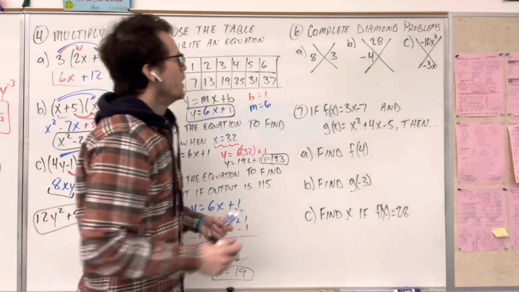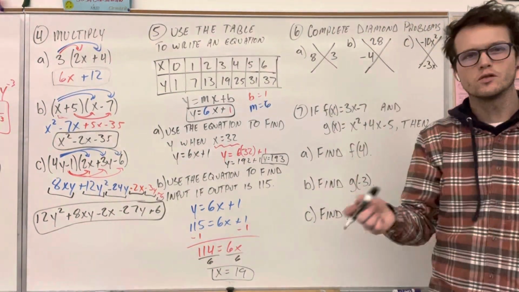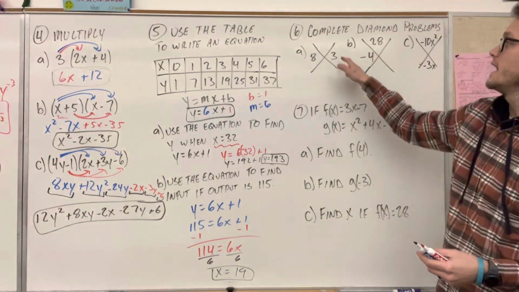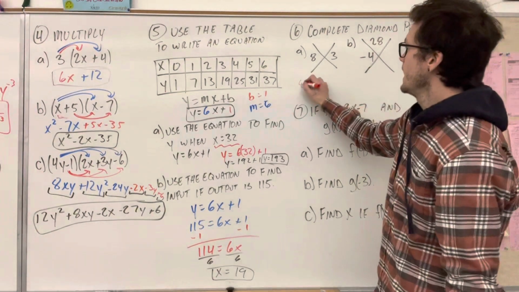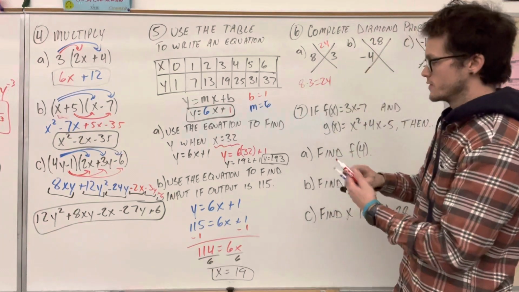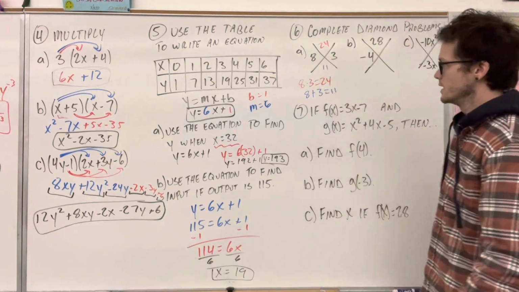Cool. Number 6. Diamond problems, it's been a minute. I wrote mine like X's, you can write yours like diamonds. It's the same thing, we're playing the same game. Remember, multiply the side values to get the top, add them together to get whatever's on the bottom. So in this case, 8 times 3 equals 24. That's where this number comes from. And then 8 plus 3 equals 11. That's where this number comes from.